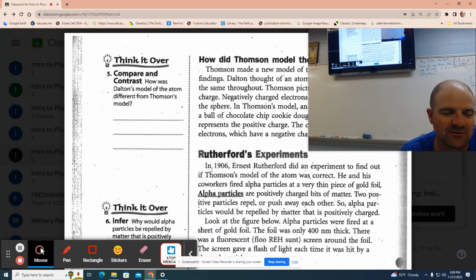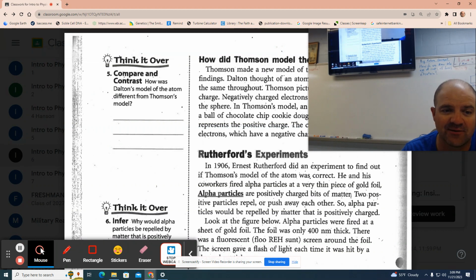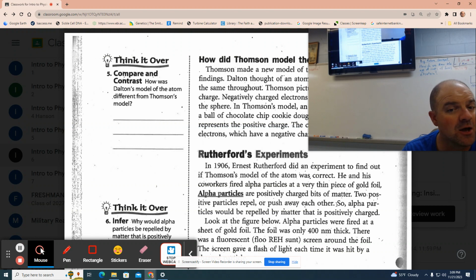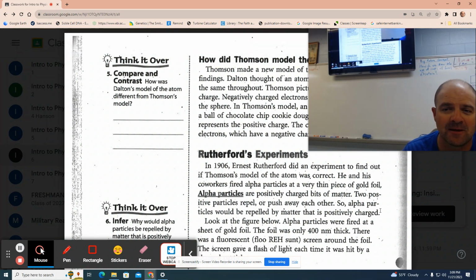Rutherford's experiments. In 1906, Ernest Rutherford did an experiment to find out if Thomson's model of the atom was correct. He and his coworkers fired alpha particles at a very thin piece of gold foil. Alpha particles are positively charged bits of matter. Two positive particles repel, or push each other away, so alpha particles would be repelled by matter that is positively charged. Also, in the next section that we've already read, we learn more about alpha particles.